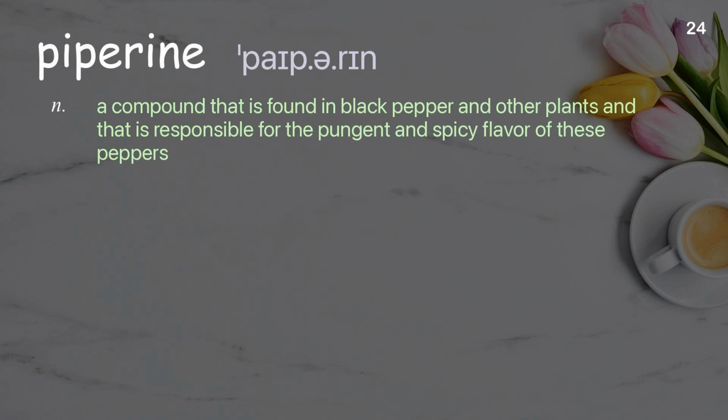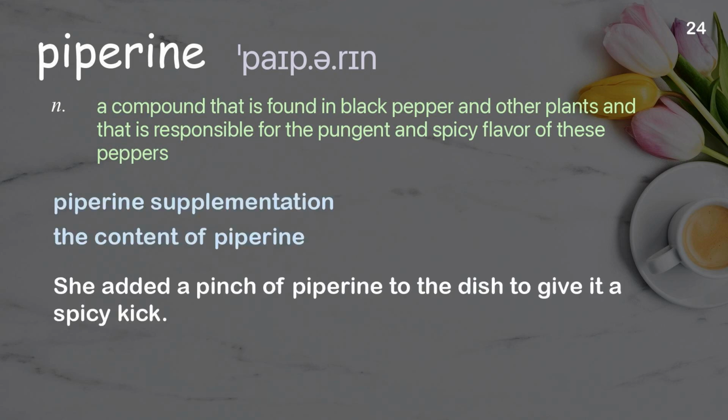Piperine. A compound that is found in black pepper and other plants, and that is responsible for the pungent and spicy flavor of these peppers. Examples: Piperine supplementation. The content of piperine. She added a pinch of piperine to the dish to give it a spicy kick.